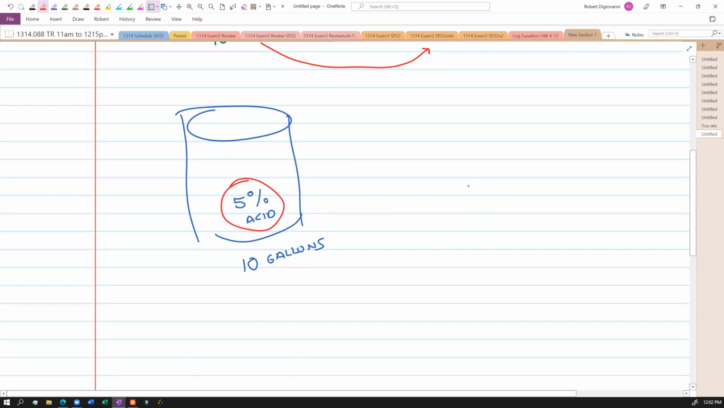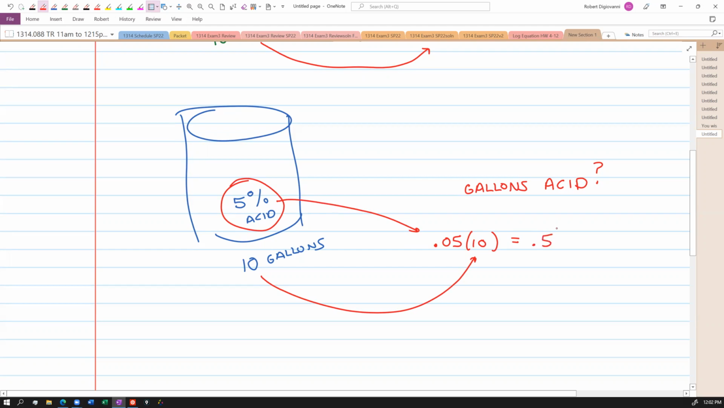So here, if I have 10 gallons and I have a 5% acid mixture, and I want to know how many gallons of acid are there, then you take this percentage as a decimal, which would be what? 0.05, right? And then multiply it times the number of gallons you have, which is 10, and that would give you what? 0.5, half a gallon, 0.5 gallons of acid.